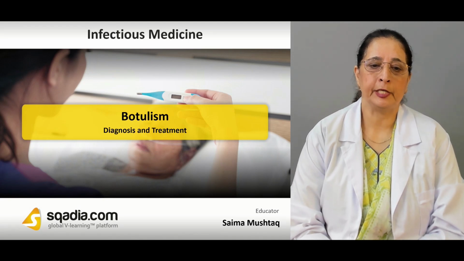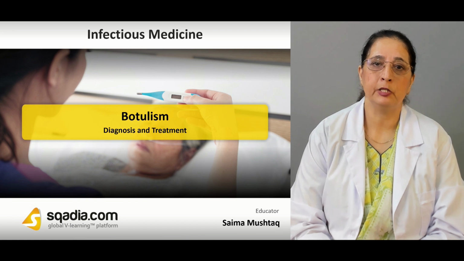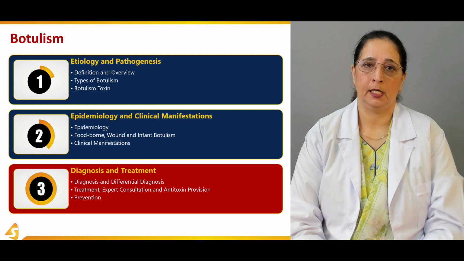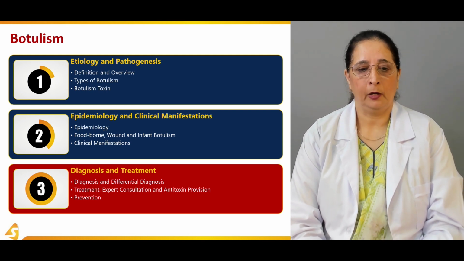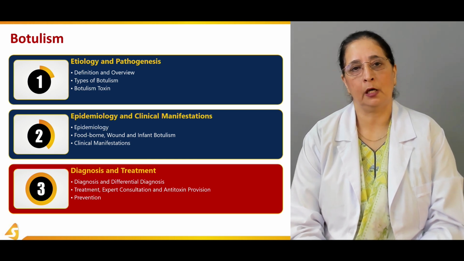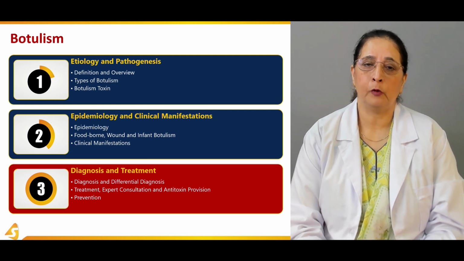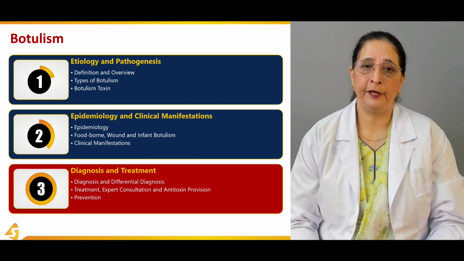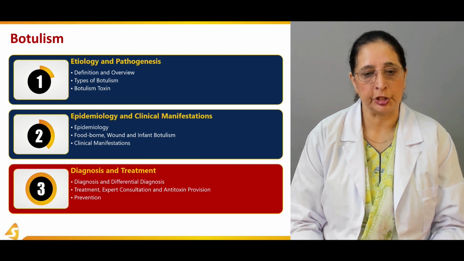In the final section of our lecture, now let's talk about the diagnosis and treatment. In this section, we will discuss the diagnosis of botulism, and also the differential diagnosis. What are some conditions that can be confused with botulism, and how can we differentiate them? What are some features that help us to differentiate between the different conditions?